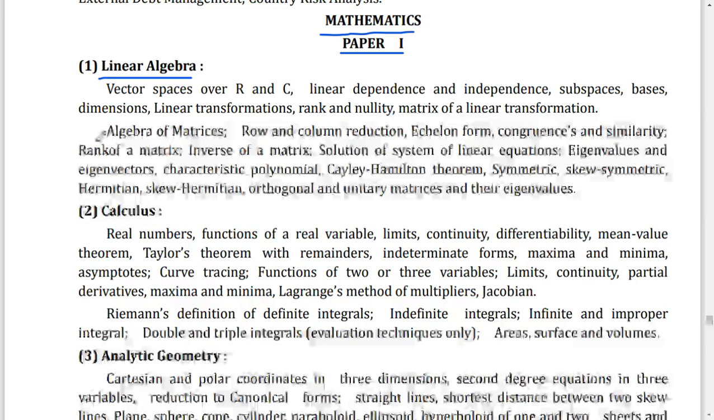Eigenvalues and eigenvectors, characteristic polynomial, Cayley-Hamilton theorem, symmetric, skew-symmetric, Hermitian, skew-Hermitian, orthogonal and unitary matrices and their eigenvalues.